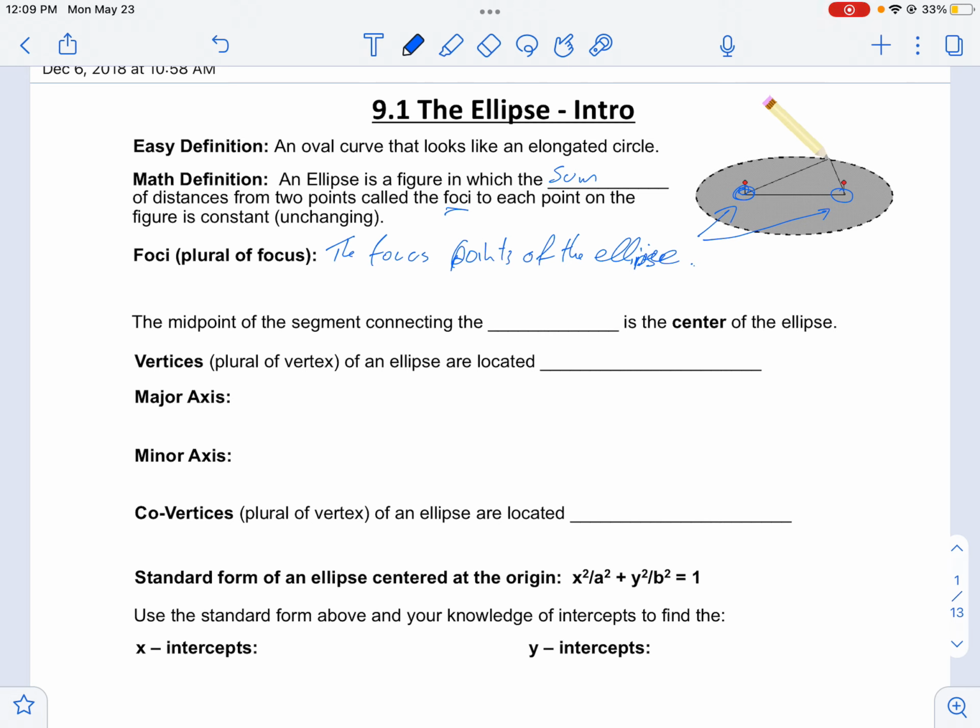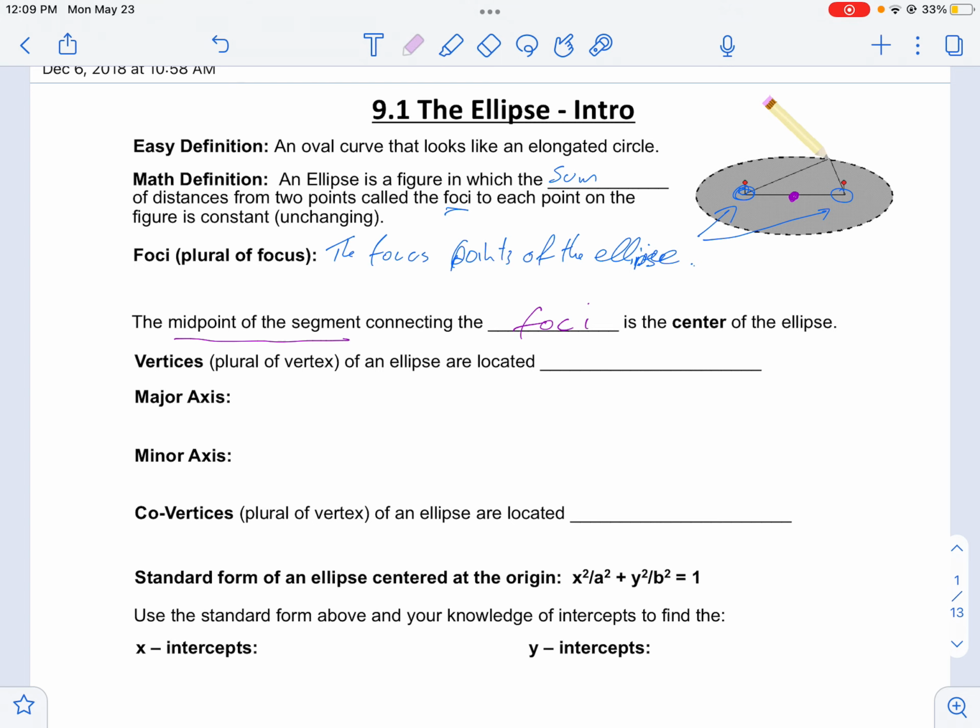Now the exact midpoint of the segment that connects the two foci is the center of the ellipse. So an ellipse does have a center. It is located between the foci, but I always look at the foci as these two centers, because they really govern the ellipse a lot more than the center itself.